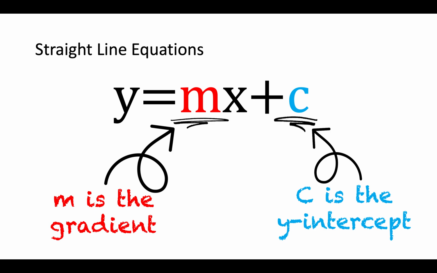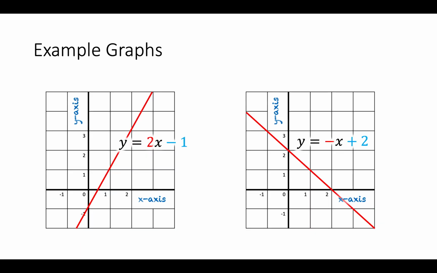Let's see an example of what this means. So here we've got two graphs, y equals 2x minus 1 and y equals minus x plus 2. The 2 on this graph is the gradient, and you'll see that it means that if you go across one square, you'll go up 2 squares. The minus 1 is the y-intercept, and that means it'll cross the y-axis at minus 1.